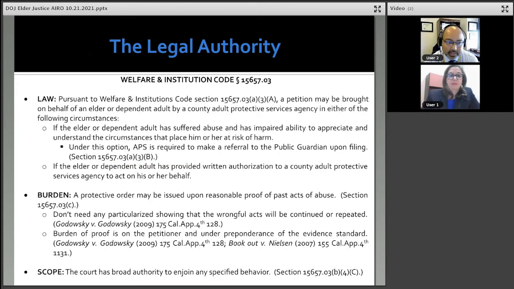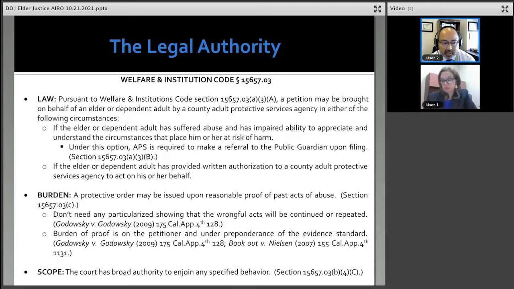So the legal authority under Welfare and Institutions Code 15657.03, as Julie did mention before: there are two scenarios in which APS can petition a court for an elder abuse or dependent adult abuse restraining order. It may be brought where the elder or dependent adult has an impaired ability to appreciate and understand the circumstances that place him or her at risk of harm. Under that scenario, APS would be required under the statute to make a referral to the public guardian.